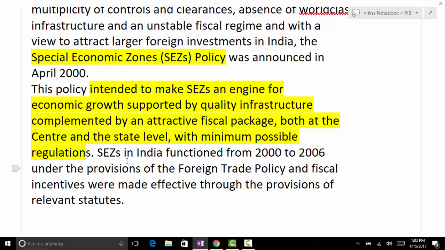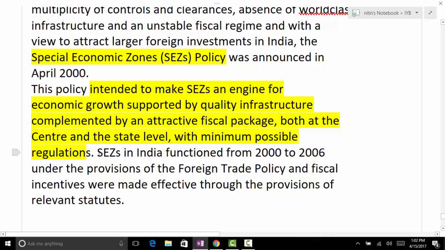Sir, IT units are not exporting everything. IT units are exporting software and services, so they have some domestic sales as well. I'm saying this, but this is the condition. The idea is basically to encourage exports, and this remains the condition. Yes. So the idea is to make SEZs an engine of economic growth, supported by quality infrastructure, complemented by an attractive fiscal package, with minimum possible regulations.